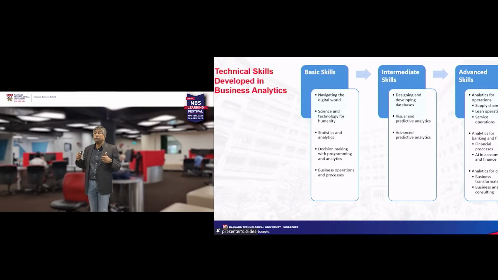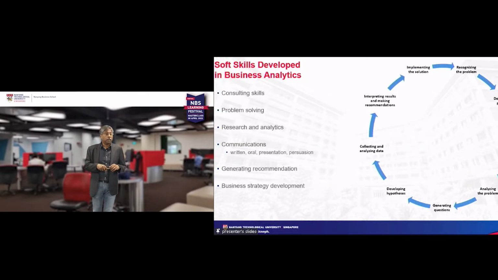This is where we develop analytics for change, through business transformation, through business analytics consulting. Now, that's the technical skills. Now we develop soft skills. In soft skills, we will go through a whole cycle, repeating over and over again through the 13 weeks or through the 2 years that you are with us.